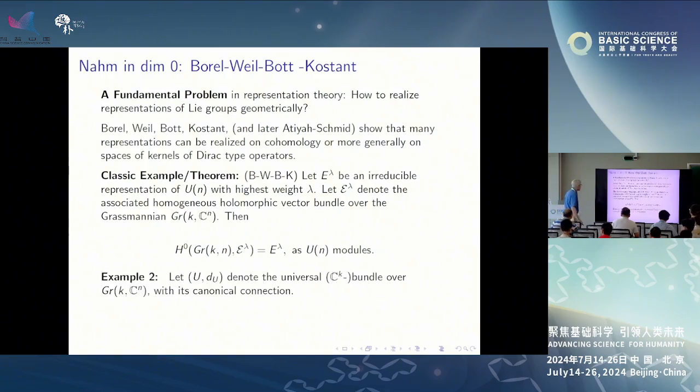And let me specialize a little further. Suppose we let U be the universal C^k bundle of the Grassmannian. So at a k-plane, the fiber is that k-plane. And let D_U denote its canonical connection. Then you can split D_U as a d-bar operator, this is the part that raises the dz-bar degree, and the part, what I call partial U, the part that raises the dz degree. And D_U plus D_U star defines a Dirac operator. And if you look at the kernel of that Dirac operator, then it's C^n, again, as a U(n) module.